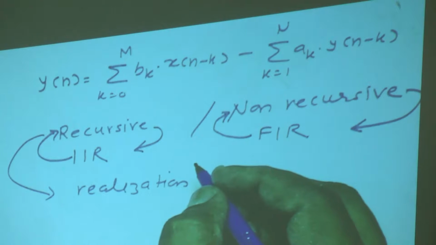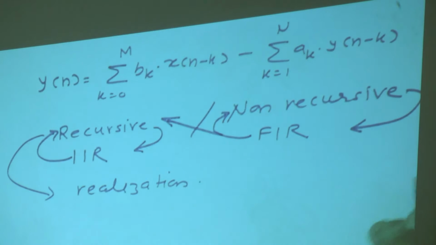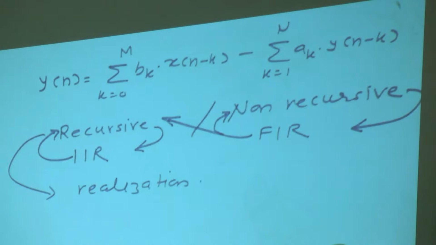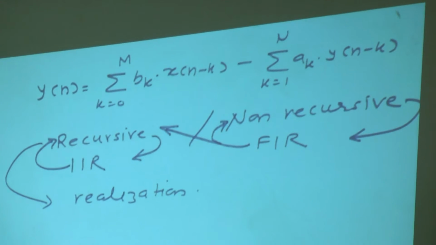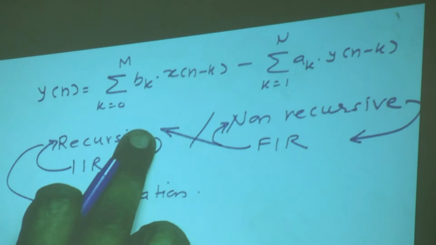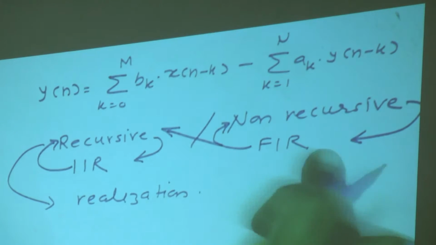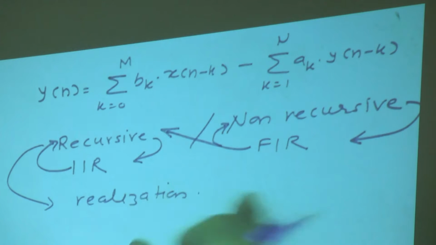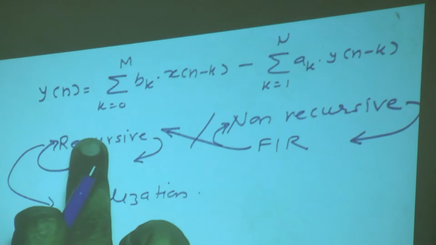But there is one but here: there is a possibility of FIR systems being realized using recursive realization. All right. Let's see what that is. It is not necessary. This is necessary: non-recursive is FIR, recursive is IIR. But the converse is not true all the time. Some FIR systems can be realized recursively.